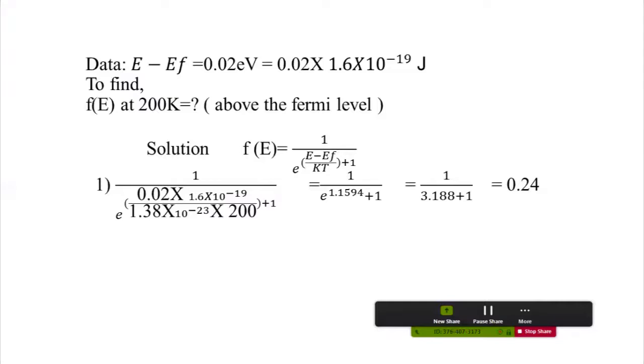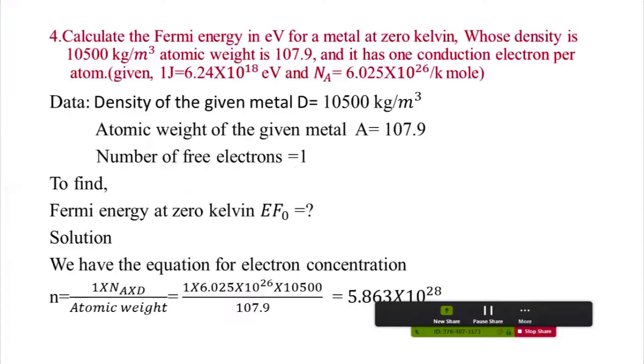This is the probability of an electron occupying the energy level above the Fermi level and below the Fermi level at 200 Kelvin. Next, we will move on to the next problem. Calculate the Fermi energy in electron volt for a metal at 0 Kelvin, whose density is 10,500 kg per meter cube and atomic weight is 107.9, and it has one conduction electron per atom.